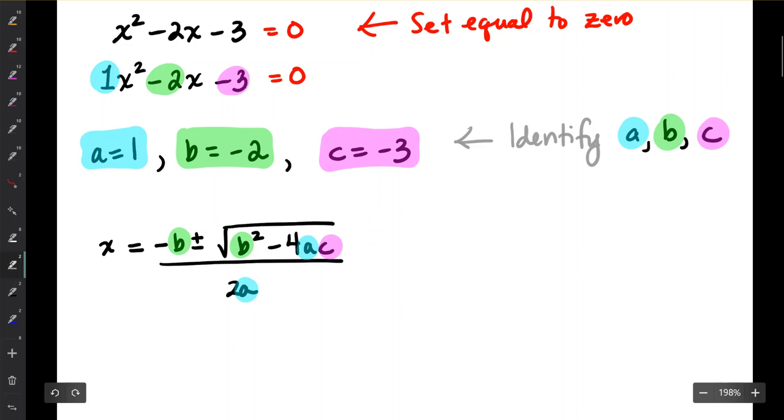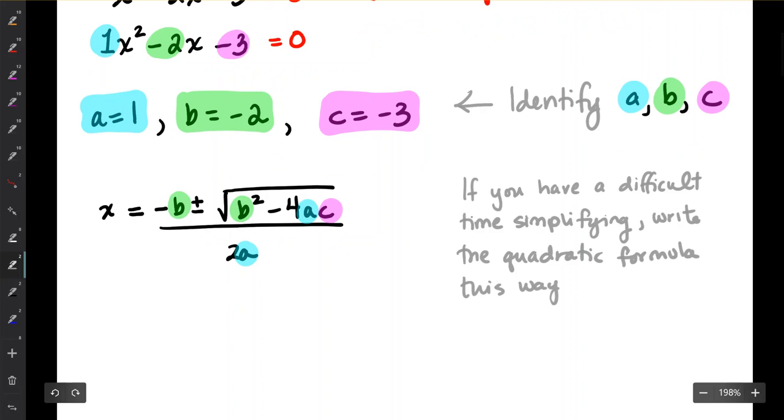So if you have a difficult time plugging in, I recommend that you write the quadratic formula this way. Okay? So I'm just going to rewrite the quadratic formula. If simplification is a difficult thing for you, write it this way. That negative is a -1 times b. And don't even bother writing the plus or the minus. Just write the plus. And once you've simplified, then go, oh yeah, there's two solutions here. There's also the minus. That helps a lot of people.